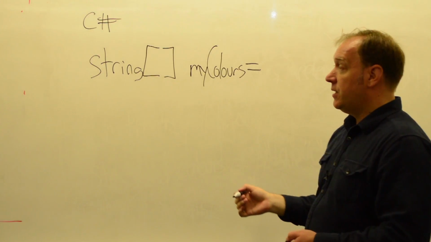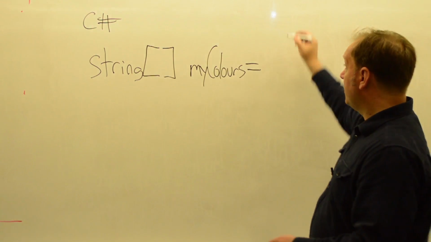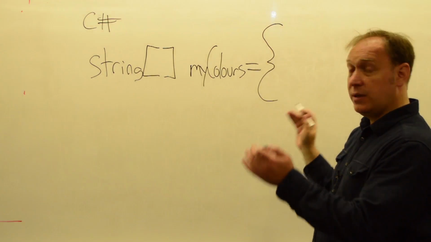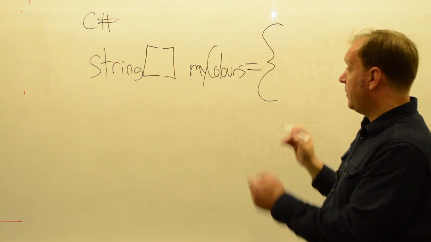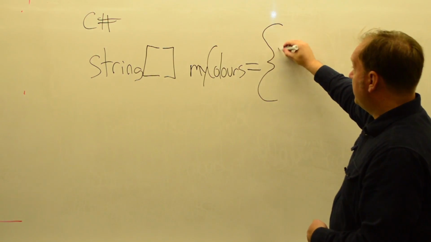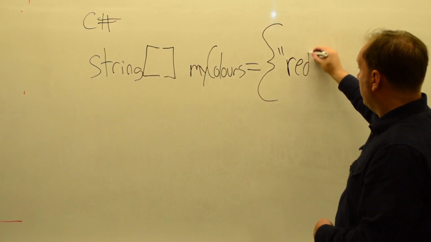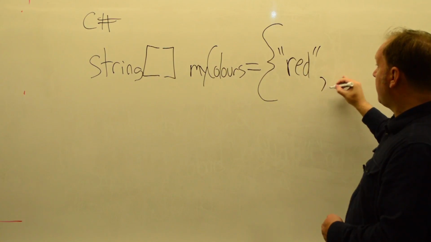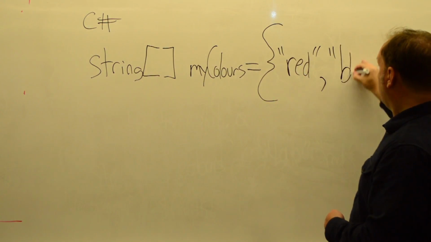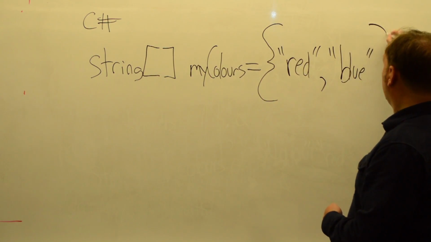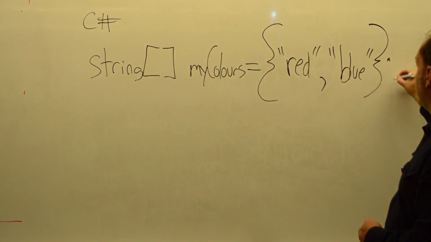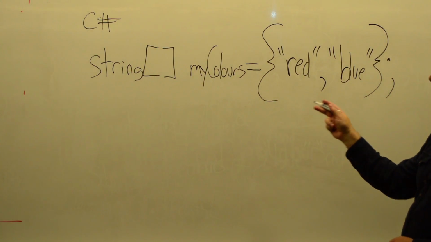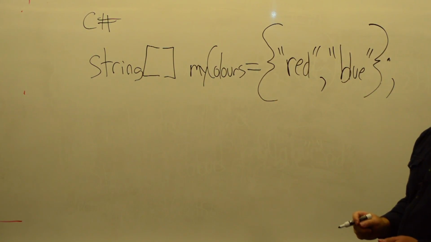equals. Now C# uses the curly braces as the bookends for its array. Similarly, things inside are strings, so they're in quotes, separated by a comma. Blue. Closing curly brace, semicolon to end the statement. So that's creating the array in C#.